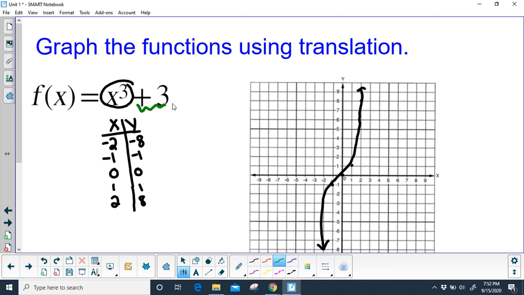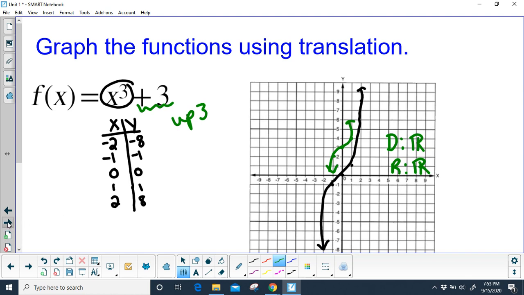This is outside the function. It's not in parentheses, so that means the graph's going to go up 3. So every point goes up 3. And now you can see why we just do those 3 points in the middle and just know the shape of the graph, because it's a little bit easier to graph that way. And the domain for these would be all real numbers, and the range is also all real numbers because it goes up and down forever.